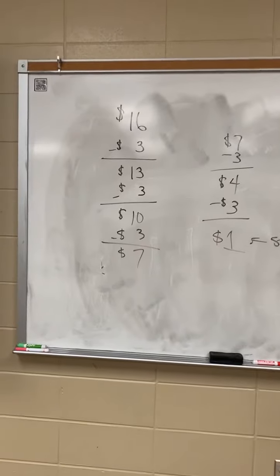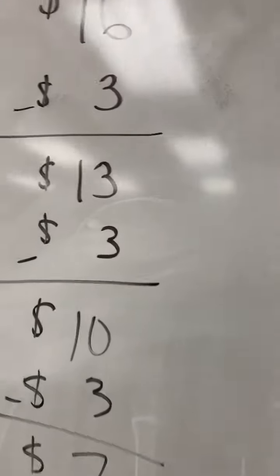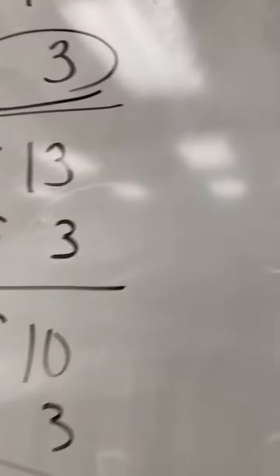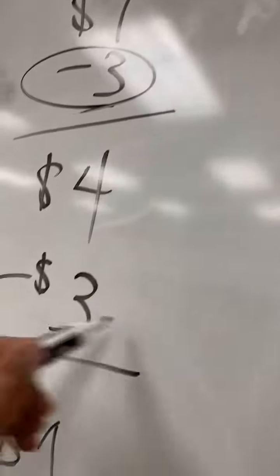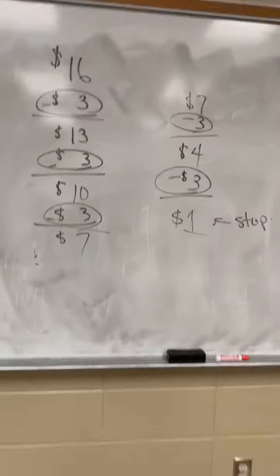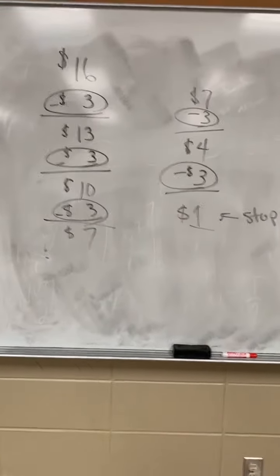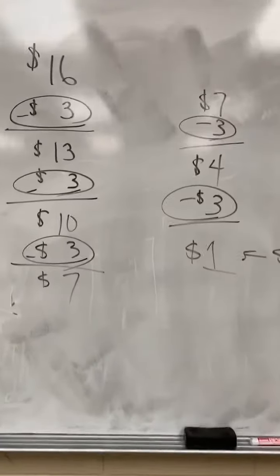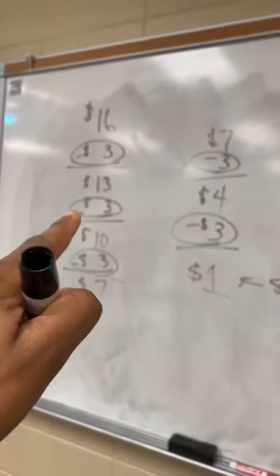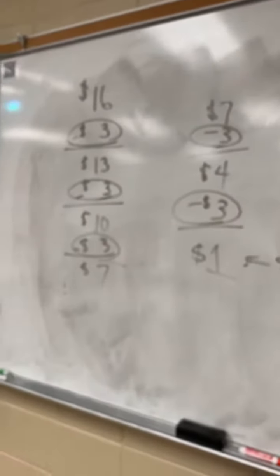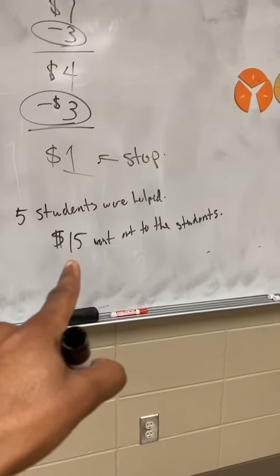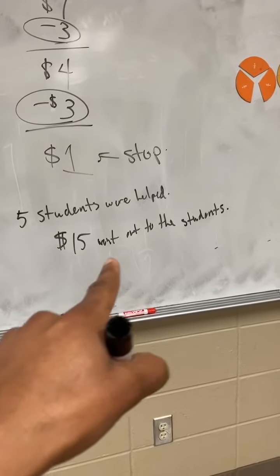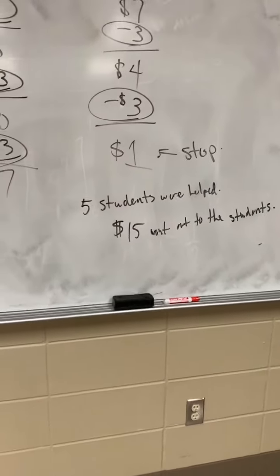All right, so let's talk about how many students we helped. Remember, every time we take away $3, a student got help. So that student was helped, and another, and another, and another, and another. I circled everyone that got help. So how many people were helped? 1, 2, 3, 4, 5 people were helped. Every time I took away $3, that was somebody that got help. So 5 students were helped, and that's how much money went out to all 5 students. So $15 went out to these students total.